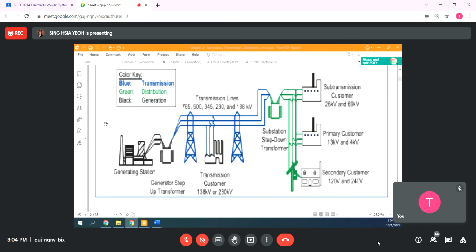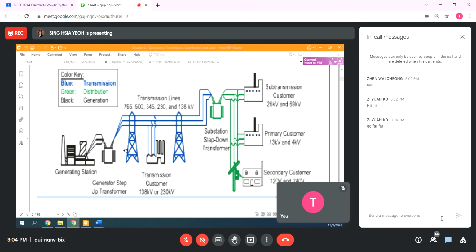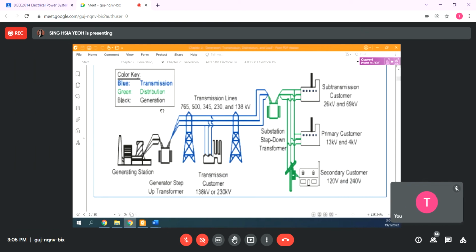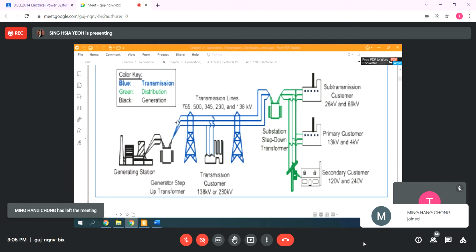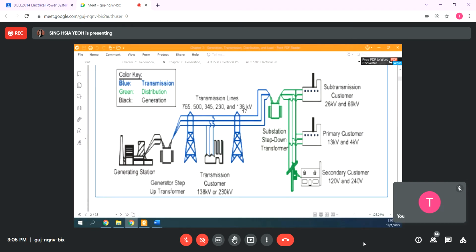Why do we need to step up the voltage? Anyone? Why do we need to step up the voltage? Go far. Can say so that it can go far without the transmission loss. So if you imagine you have a bucket of water, and you only fill it with half a bucket, then you go to the other side, maybe only a few drops are left. Yeah, to reduce the power loss. So at least when you transfer to the other end, there is still something there instead of a negligible amount.